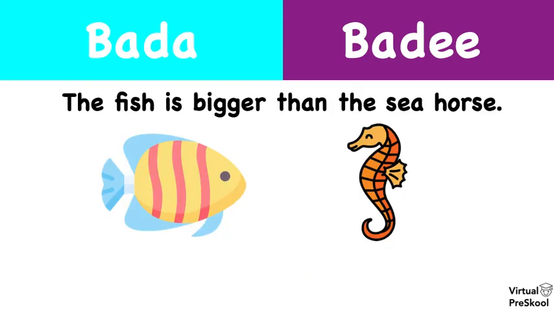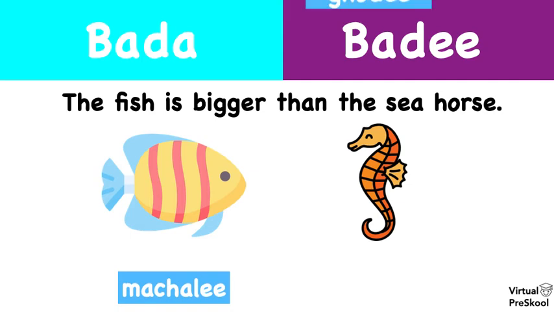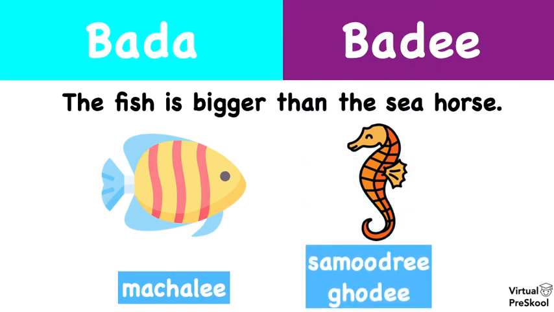Okay, let's do another one. The fish is bigger than the seahorse. So fish in Hindi is machli. Seahorse is samudri ghodi. So would we use bada or badi? Well, the sentence is about the fish, and fish is machli. So it would be badi, right? So put the sentence together. The fish is bigger than the seahorse.